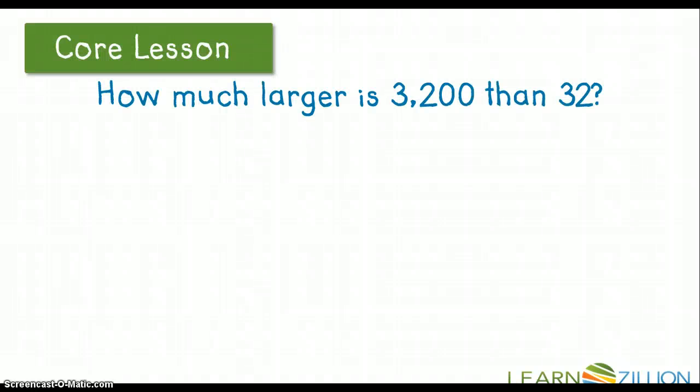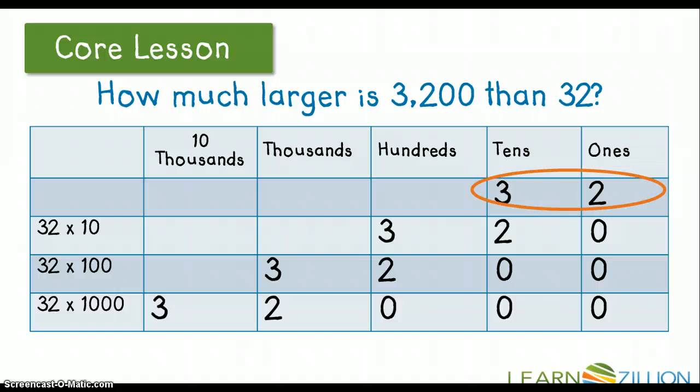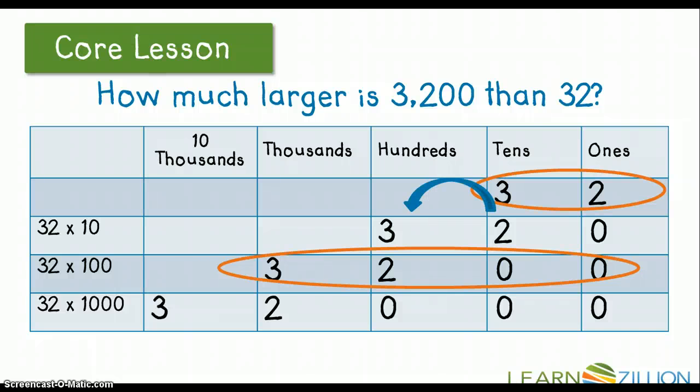Let's take a look at this question a different way. How much larger is 3,200 than 32? So we're still using the number 3,200. If you look at the 32 on the place value chart, and you look at the 3,200 on the place value chart, you'll notice that we've shifted over that 32 2 times. The first time we increased by 10, and then we increased by 10 again. So take a look. 10 times 10 equals 100. So 3,200 is 100 times larger than 32.